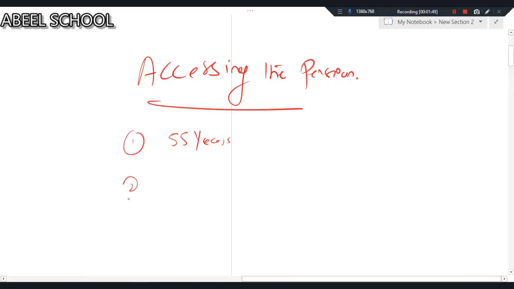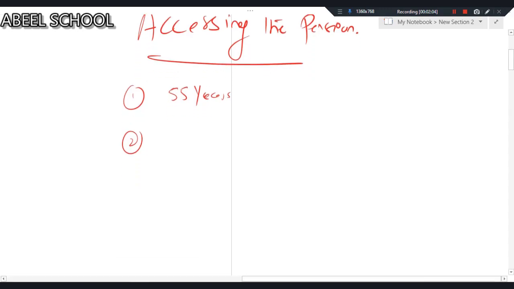Now, second very important point. How do we get funds when we reach the age of 55 from the pension funds? Now, let's see that. Assuming someone has reached 55, now that person is getting the pension. How is that person going to get the pension?